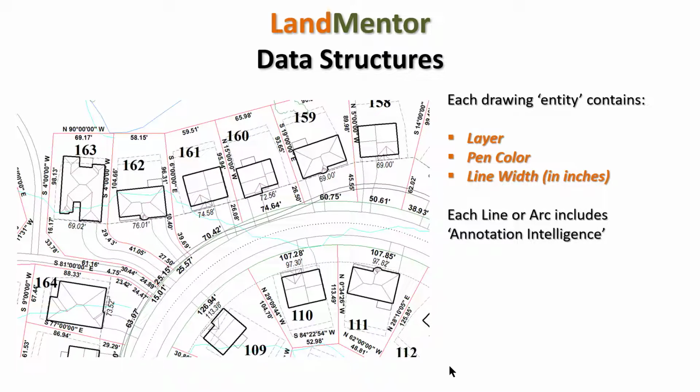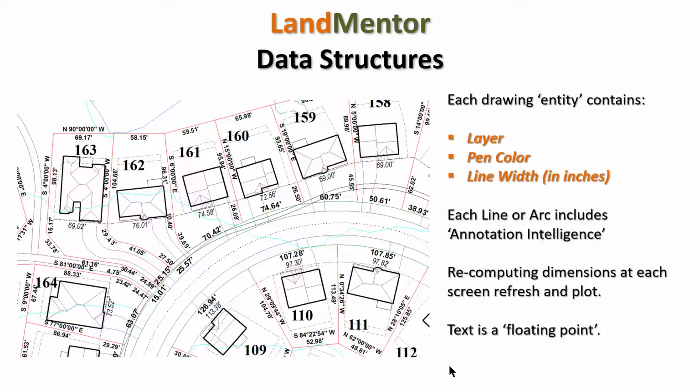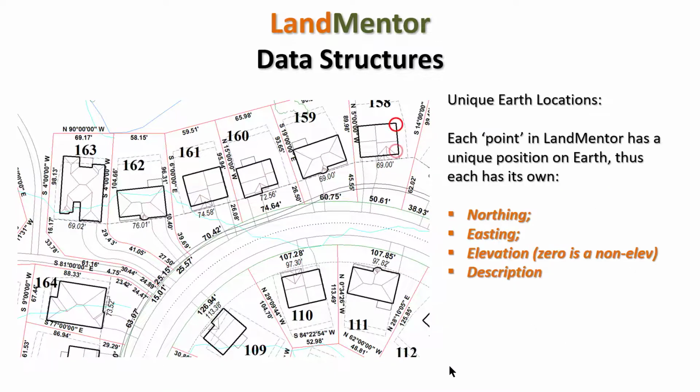So each line and arc includes annotation intelligence. In other words, do you want curve information on it? Do you want a bearing on top, distance on bottom, things like that, and the font. And all that's built into the lines. And every screen refresh, it's recalculating everything from scratch. So text is simply a floating point, but you can't use it for geometry.